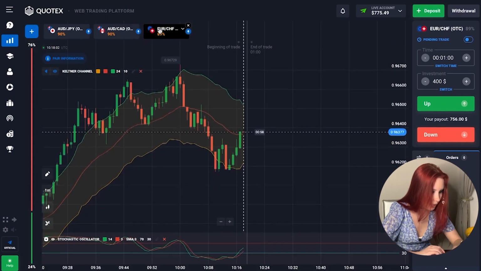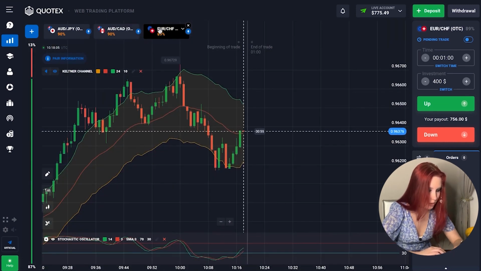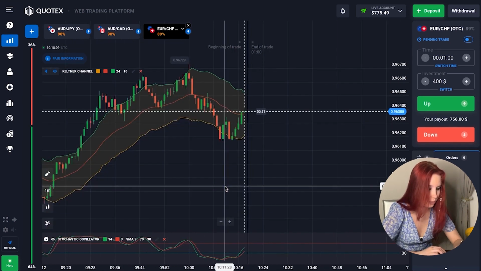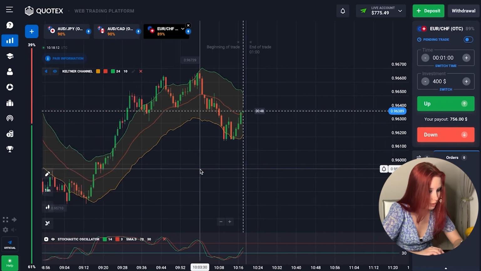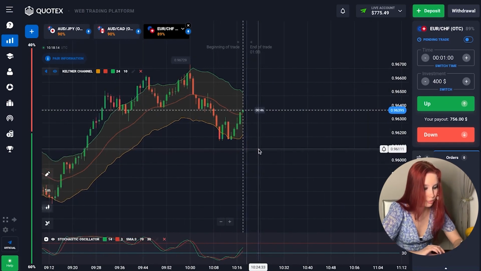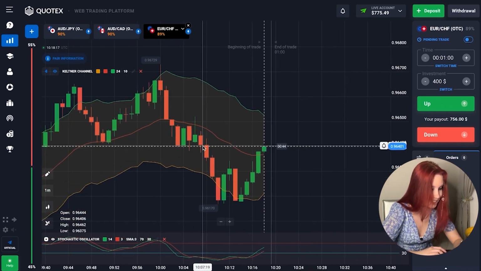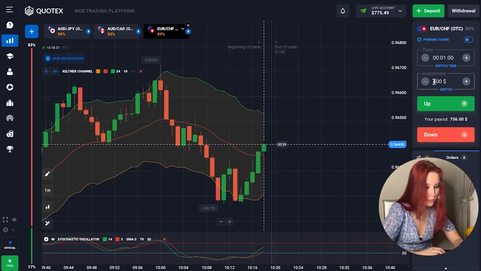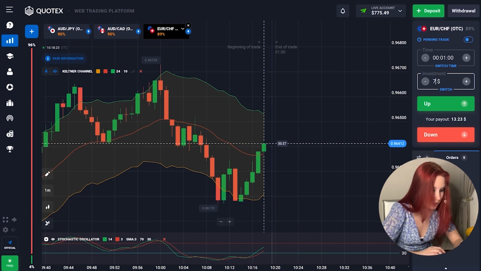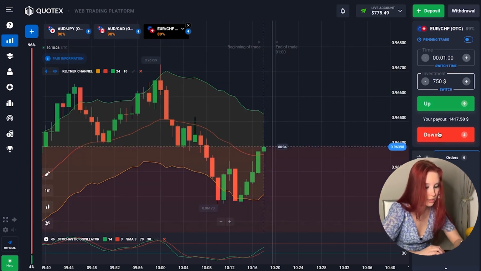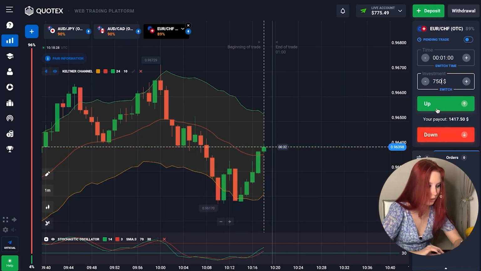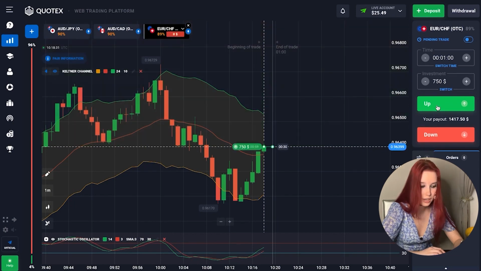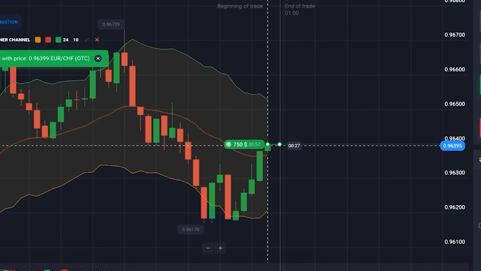Let it be euro and Swiss franc. What is the market offering for us at this moment? I think that euro and Swiss franc are not a bad choice for us as the price started to grow here. The stochastic oscillator is also going in an upward direction and the price already meets this middle line of the Keltner channel indicator. So I would invest here 750 bucks. That's almost all my wallet because I'm so sure about the signal. So here, guys, I open a trade up.